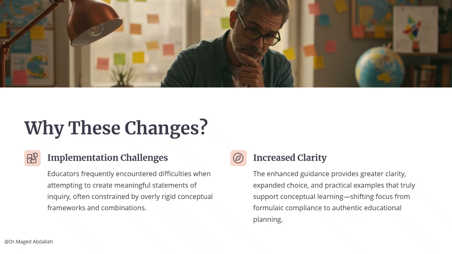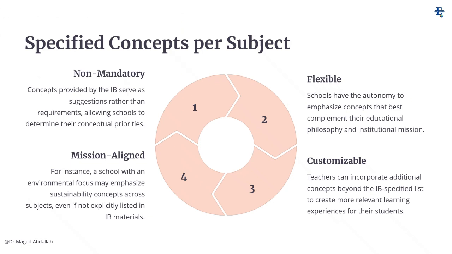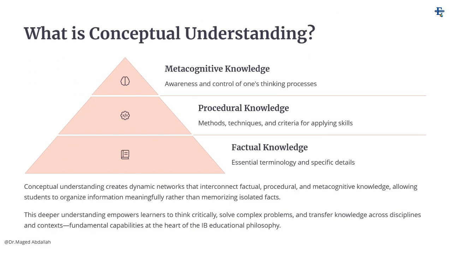Each subject now has its own set of specified concepts. For example, aesthetics, expression, and innovation in the arts, or adaptation and collaboration in design. Importantly, schools are not required to cover all concepts, nor are they limited to this list. You can add locally relevant concepts like sustainability or equity, and even use shared concepts across subjects to create a more integrated curriculum experience.